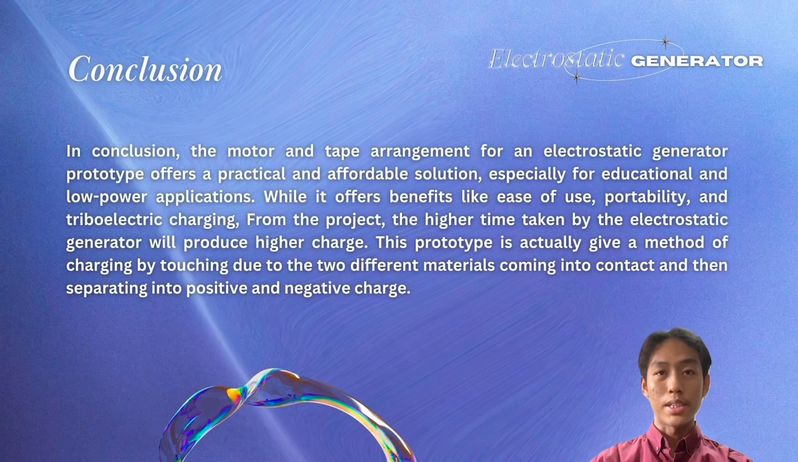For the conclusion of this prototype, the motor and tape arrangement for an electrostatic generator prototype offers a practical and affordable solution, especially for educational and low power application industry. While it offers benefits like ease of use, portability, and triboelectric charging, from the project, the longer the time taken by the electrostatic generator, the higher the charge produced. This prototype gives a method of charging by touching, due to two different materials coming into contact and then separating into positive and negative charge.